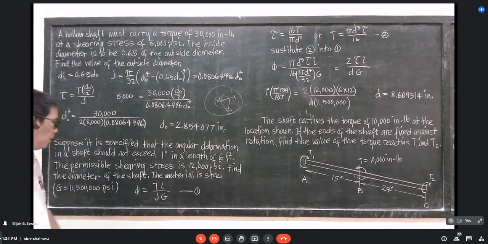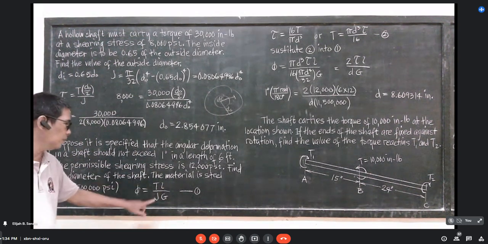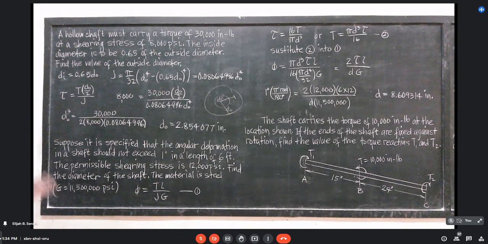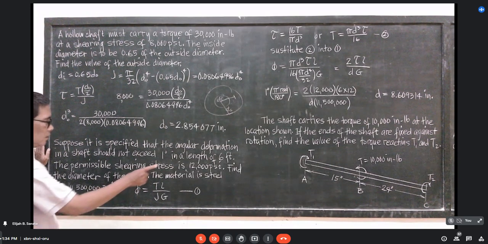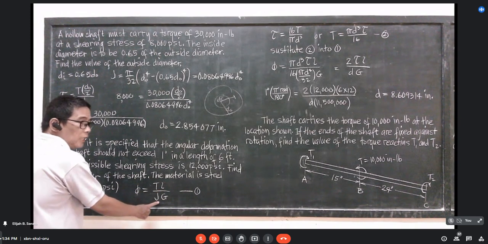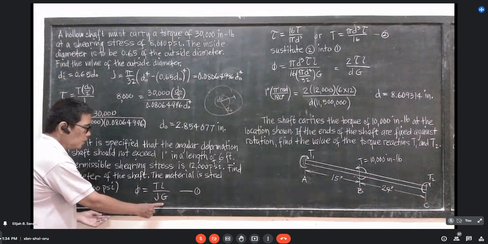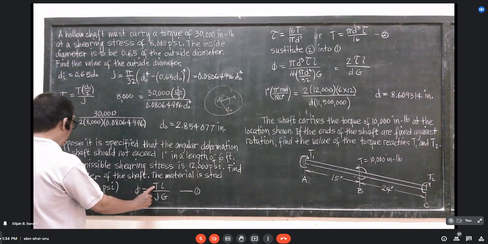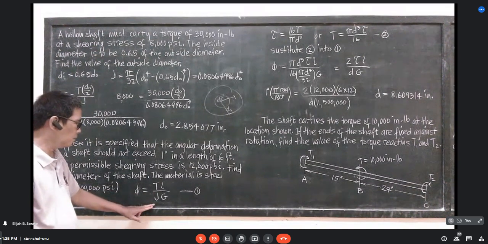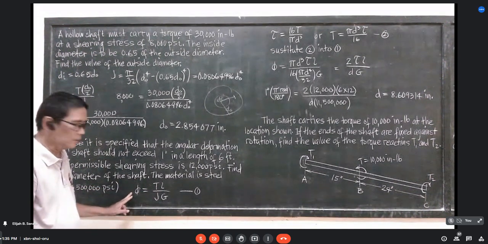Okay, so we'll start first with the angular deformation formula. Phi is equal to TL over JG. That is our first equation. We need another equation because in this case we know L. We don't know the diameter, so J cannot be computed. G we know. The torque cannot be computed either. So we do not know torque, we do not know J. L we know, and the angle and G.